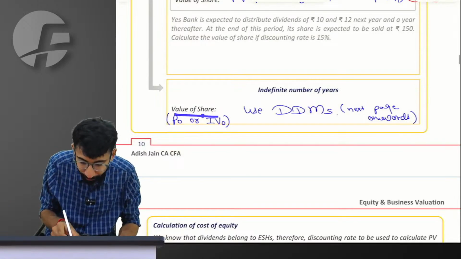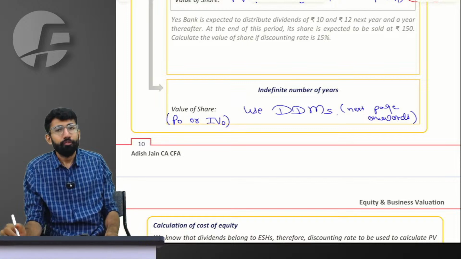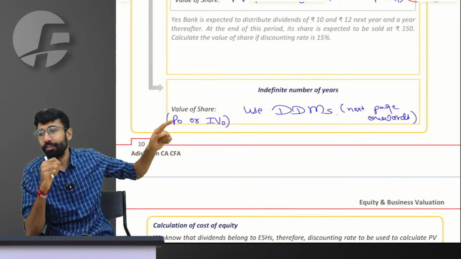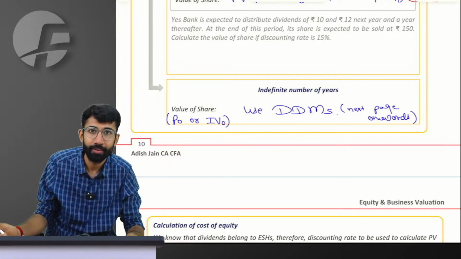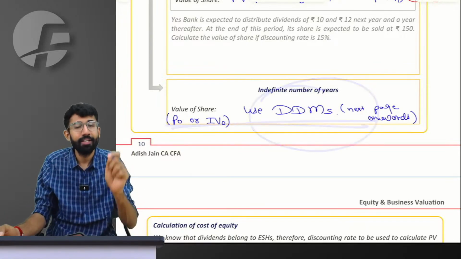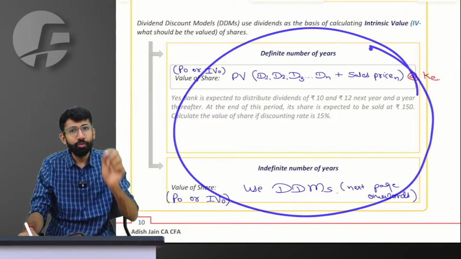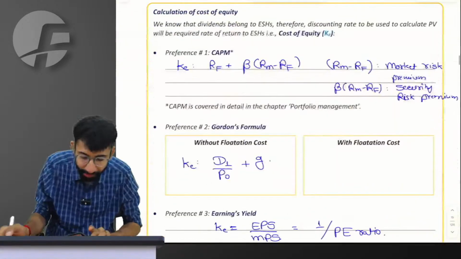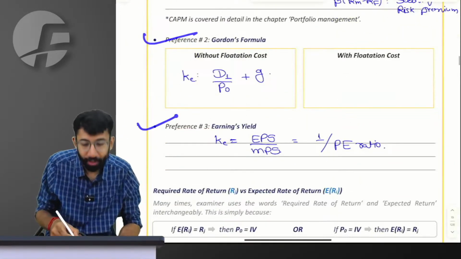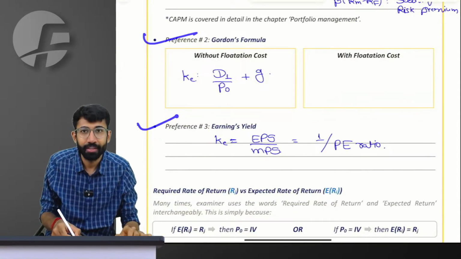Similarly, if you want to find out the value of a share in case of an infinite number of years, which means there is no timeline defined, we have to consider the dividends till infinity. When you have to do so, we used to do it using dividend discount models. Irrespective, when you do discounting of dividends, you need the cost of equity calculation, for which we had read three preferences in which we can calculate the KE.